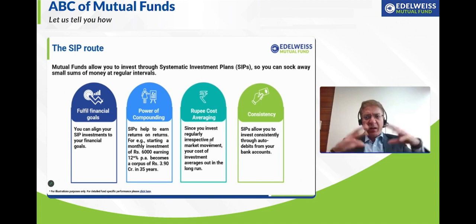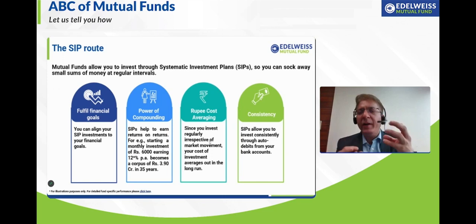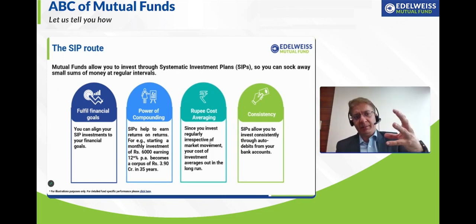So SIPs are a great investment option for all of us. They help us reach our goals in a piecemeal fashion. They help us with the magic of compounding over the long term. They help us average out. We don't know how the markets will go. We don't know what's the top, what's the bottom. So timing the market is, I think, a futile exercise. But if I'm buying at every frequency, it helps me average out, which helps me get an average cost. And it instills a high degree of discipline and consistency.